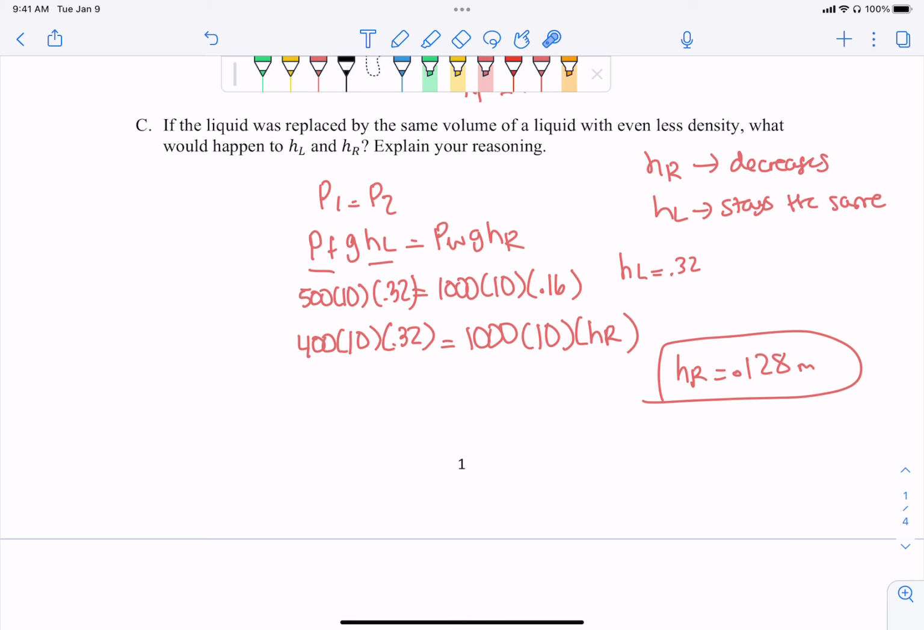Since the volume is the same, the height would have to be the same on the left. So, you know, keeping the height the same. No, go ahead.